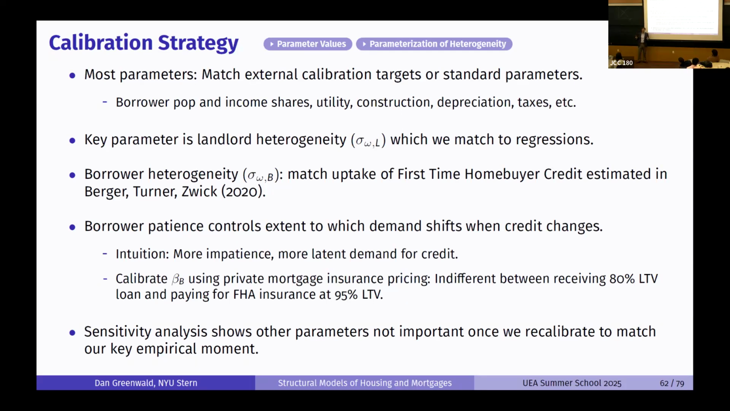And what I exploited here is the fact that at equilibrium, it's not exactly half, but it's maybe like 60-40. A big fraction of buyers, like 40%, I think, get mortgage insurance. And what the mortgage insurance does is lets them pay more to get more credit. So what I did was I calibrated beta B so that the borrower would be exactly indifferent between getting an 80% LTV loan or paying more on mortgage insurance to get a 95% LTV loan. Because this actually kind of pins down how much you'd be willing to pay for more credit. And it turns out if you do this, you get something very reasonable, around 10%.